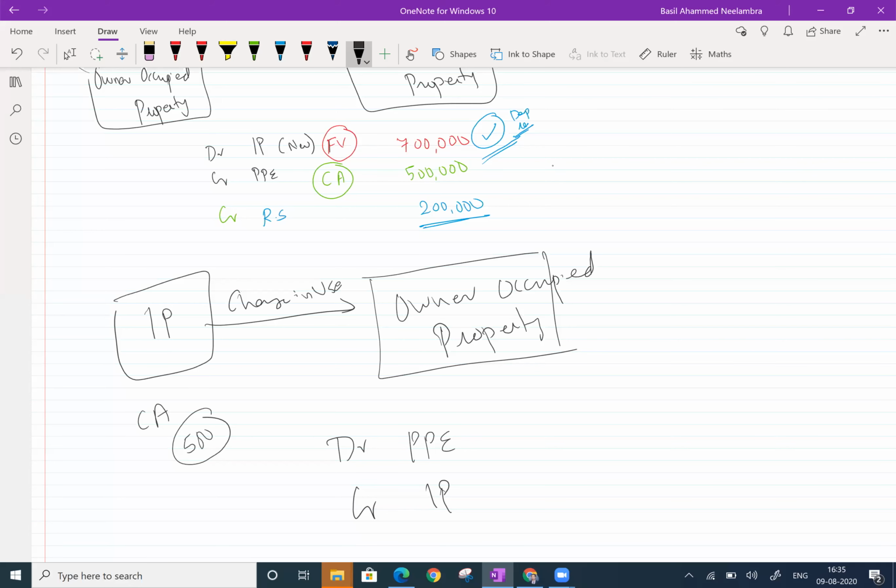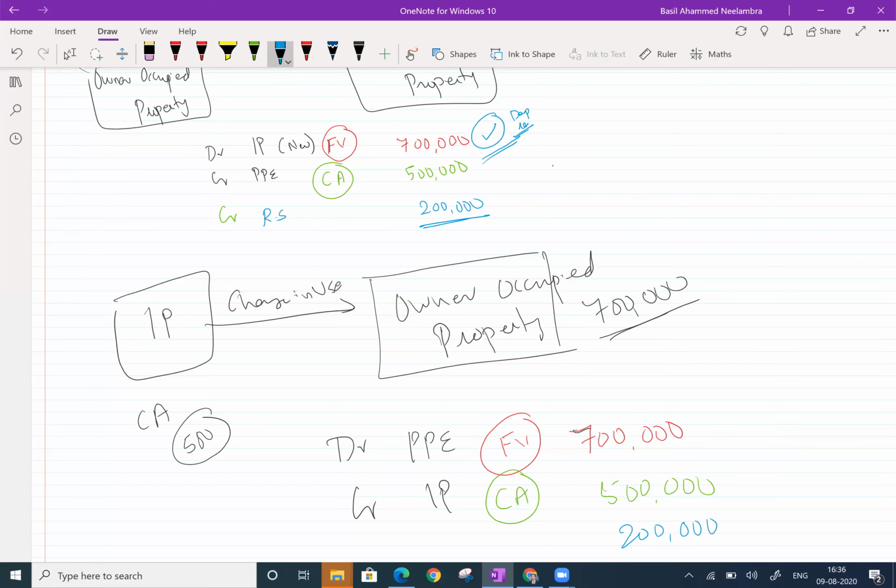So as usual, when there's a change in use, the new asset, PPE, should be shown at fair value. Same example, let's say at the date of change, fair value was 700,000. So you have to record this new asset at its fair value, 700,000, whatever be the asset. And at the same date, you have to remove the carrying amount. What is the carrying amount? 500,000. Now there's a difference of 200,000.